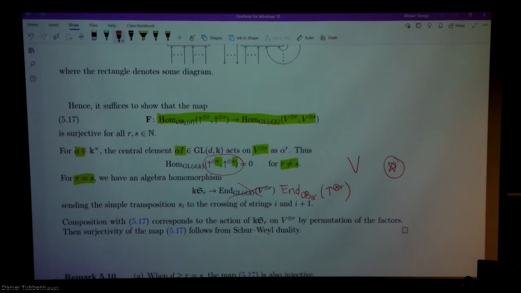If you compose this with our functor, now to End of GL_D(K) on V tensor R, this is the standard map from the group algebra of the symmetric group to this endomorphism algebra that just swaps factors. The fact that this is surjective is precisely Schur-Weyl duality. So we've reduced it to Schur-Weyl duality. That's the general trick that occurs again and again.